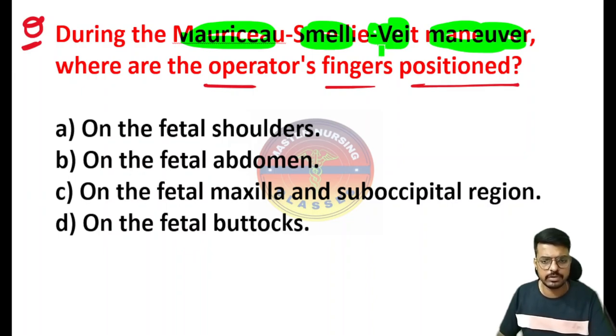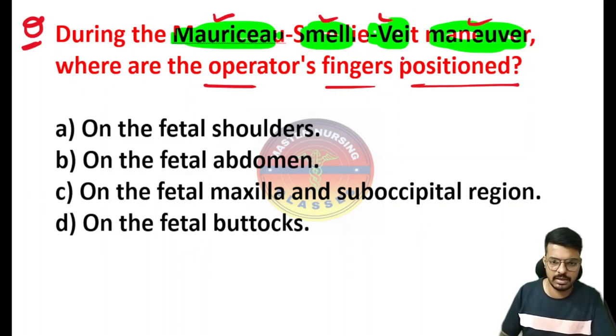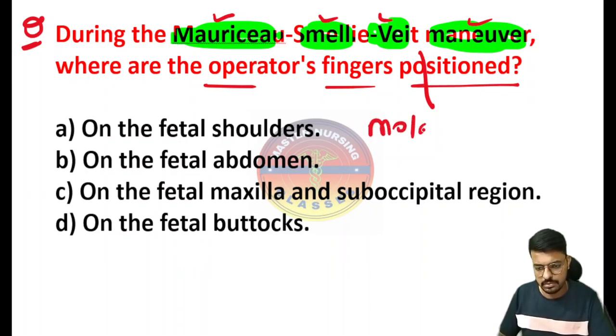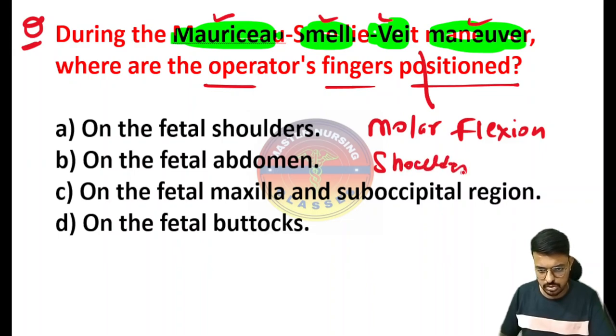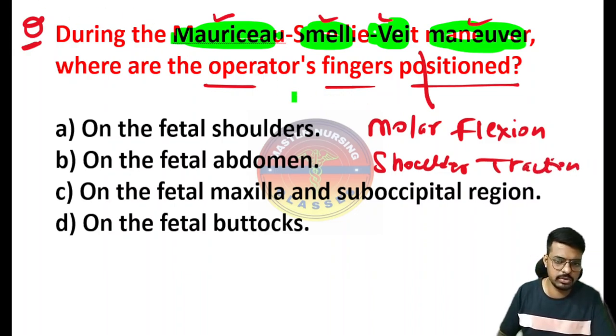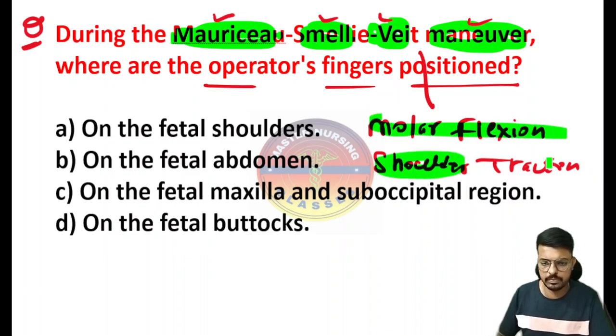While performing the Mauriceau Smellie Veit maneuver, where should the operator keep the fingers? First, you people have to understand where we use the Mauriceau Smellie Veit maneuver. Another name of this one is the jaw flexion and shoulder traction maneuver. Okay, so this is another name of the Mauriceau Smellie Veit technique.